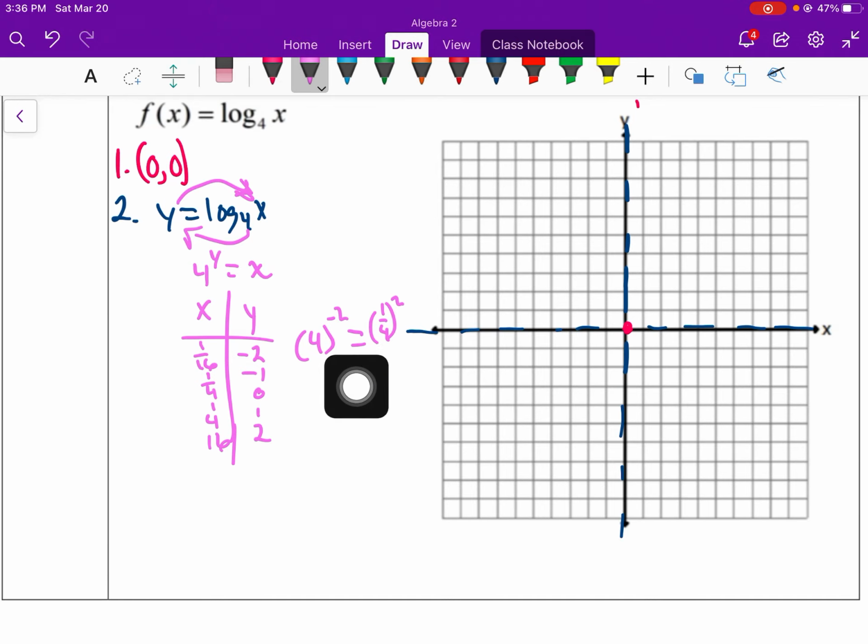Since there's no shift, I'm going from my origin, so 1/16, down 2. That's right here. 1/4, down 1. Let's see, 1, 0. 4, 1, and then 16, 2 is going to be way off. It's really fast growth.